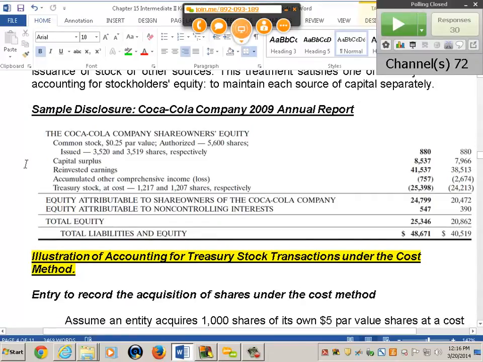You don't have to do this now, I'll get to this, but Coca-Cola uses the cost method. Notice that treasury stock is coming off of total stockholders' equity in one line, right? So that's known as the cost method.